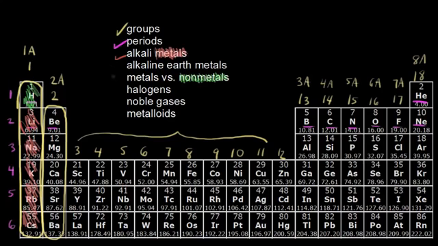Next, let's talk about the alkaline earth metals. So you find those in group 2 or group 2A, so right in here. So things like magnesium and calcium and strontium are your alkaline earth metals. Your alkaline earth metals are reactive, not quite as reactive as the metals in group 1, but you don't find these in the pure state either. You find them in combination with other elements.